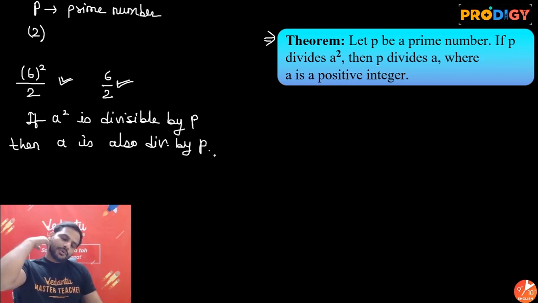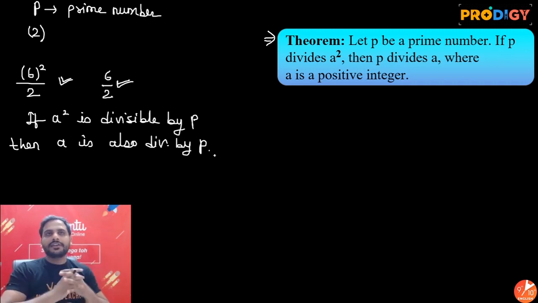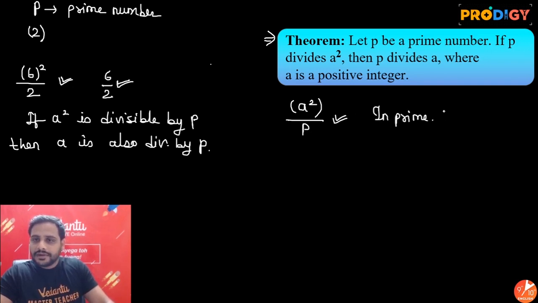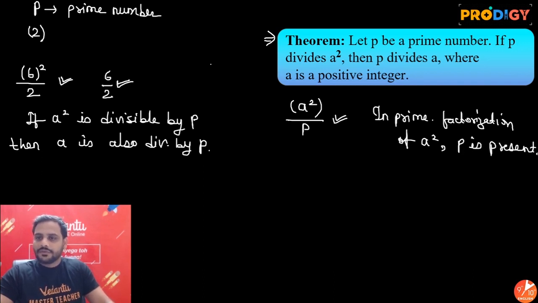Now look, the proof is very theoretical if you want to understand it, so I will give you the idea of how we get it. Try to understand it in this way. If I say that a square is divisible by p, that means p is present in the prime factorization of a square. Obviously, only then it is possible.